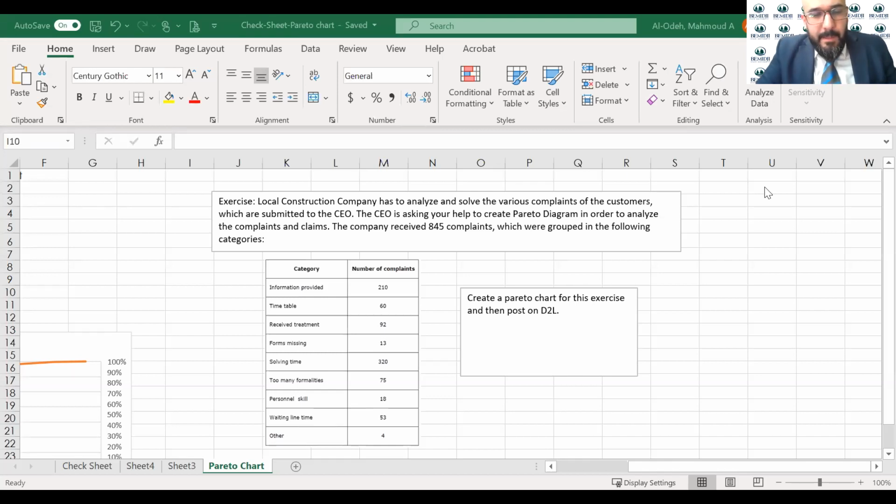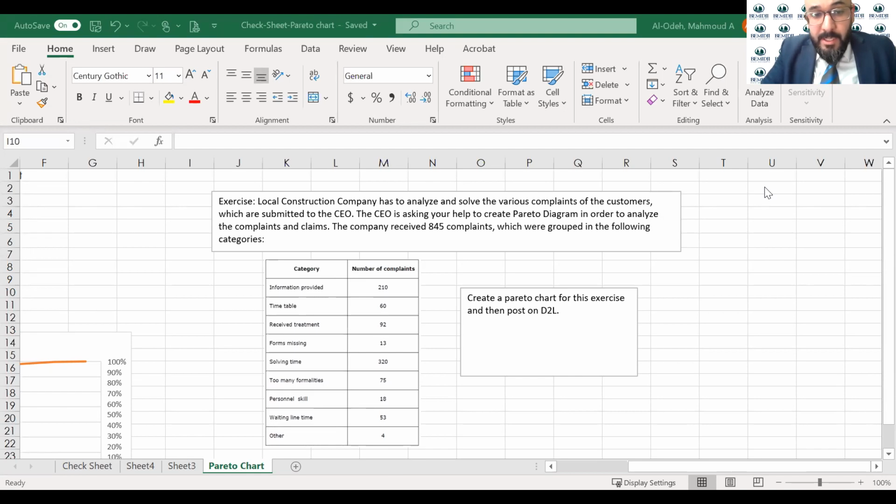All right, let's take a look into this exercise and apply the Pareto chart. A local construction company has to analyze and solve various complaints from the customers, which are submitted to the CEO. The CEO is asking your help to create a Pareto diagram in order to analyze the complaints and claims. The company received 845 complaints, which are grouped into the following categories.